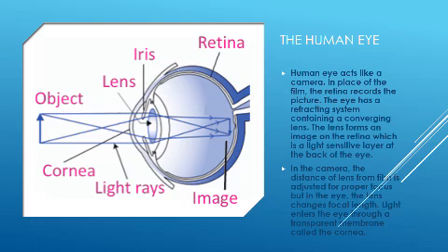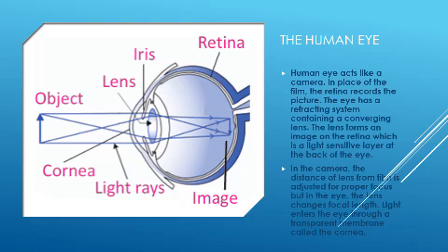As you can clearly see in the picture, an object is placed in front of the eye, and the light rays emerging from the object enter the eye lens and form an image of the object on the retina. Also, in a camera, the distance of the lens from the film is adjusted for proper focus. But in the eye, the lens changes the focal length itself.